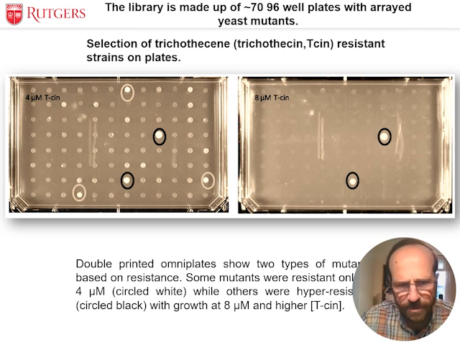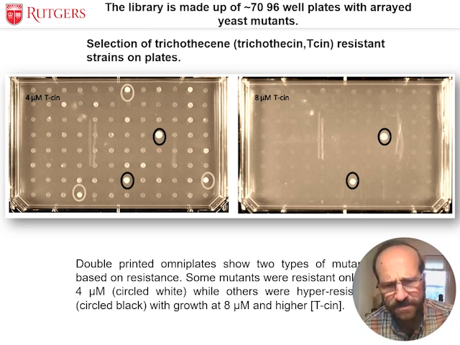You can put your toxin, which in our case is a small molecule, in the yeast media. Because yeast are sensitive to trichothecenes, you can screen for yeast that are more or less sensitive. In this particular case, on the left-hand side is 4 micromolar trichothecin, and on the right side is a doubling of that concentration, 8 micromolar trichothecin.